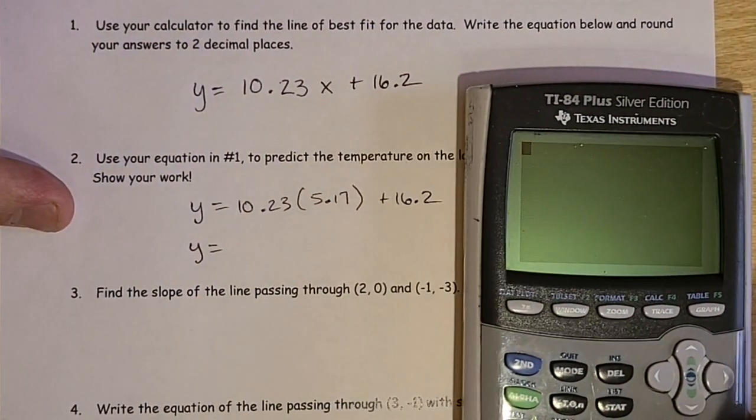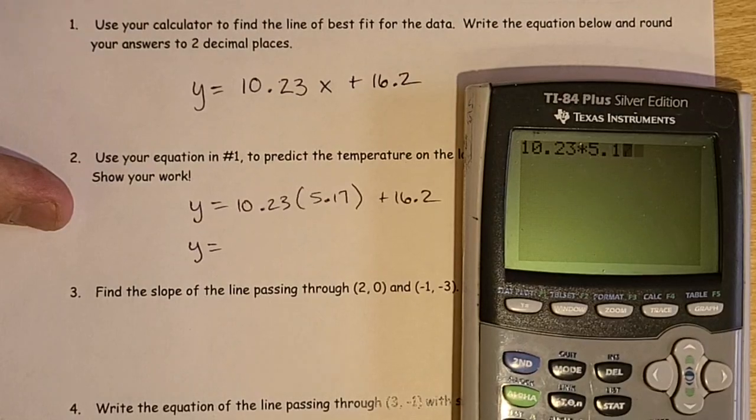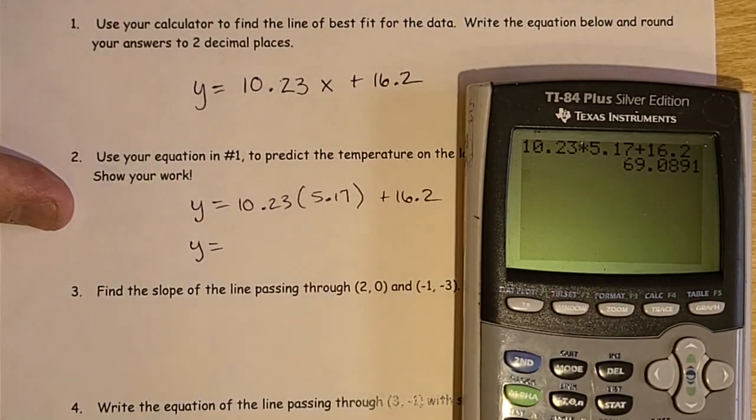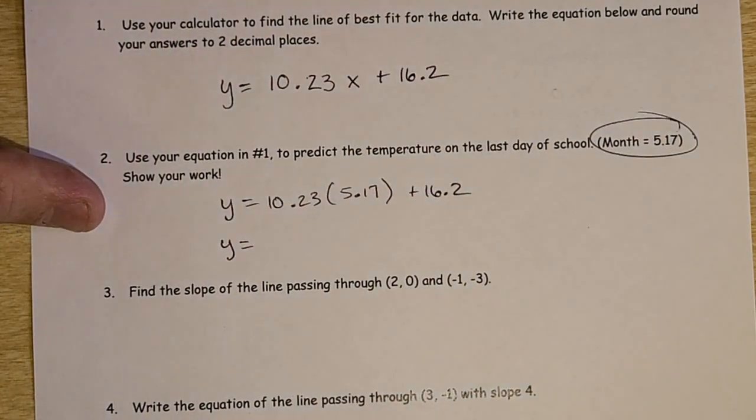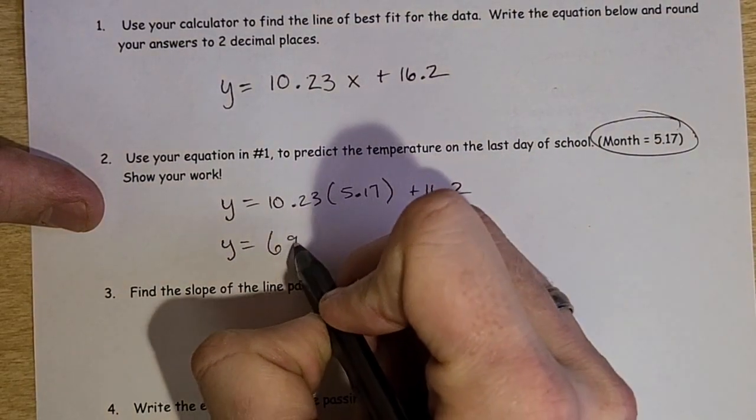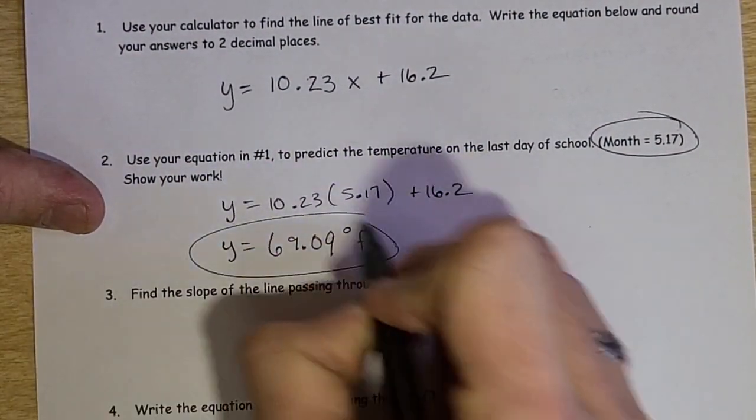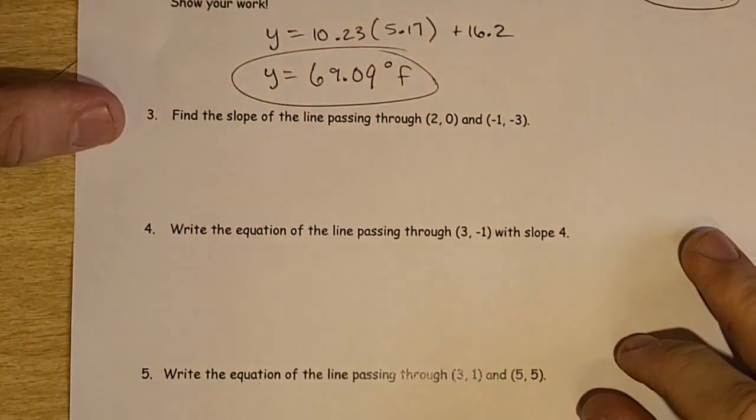Alright, so let's punch in 10.23 times 5.17 plus 16.2. Notice I get 69.089, which would round to 69.09 degrees Fahrenheit. Alright, so those are my first two answers.